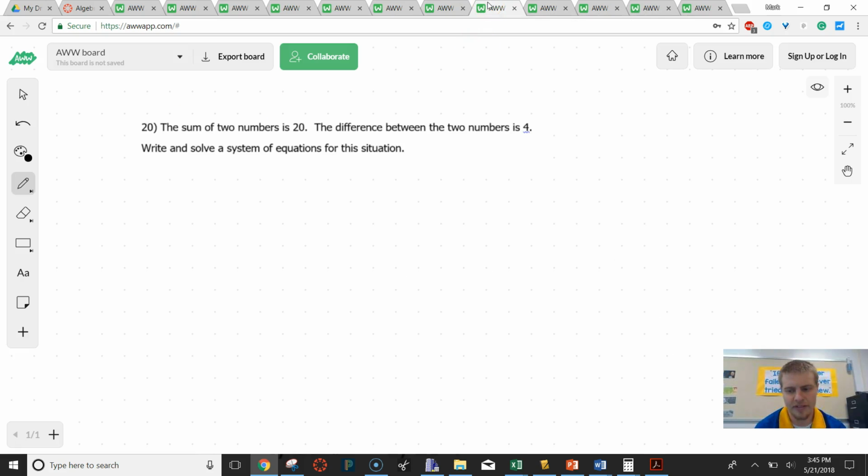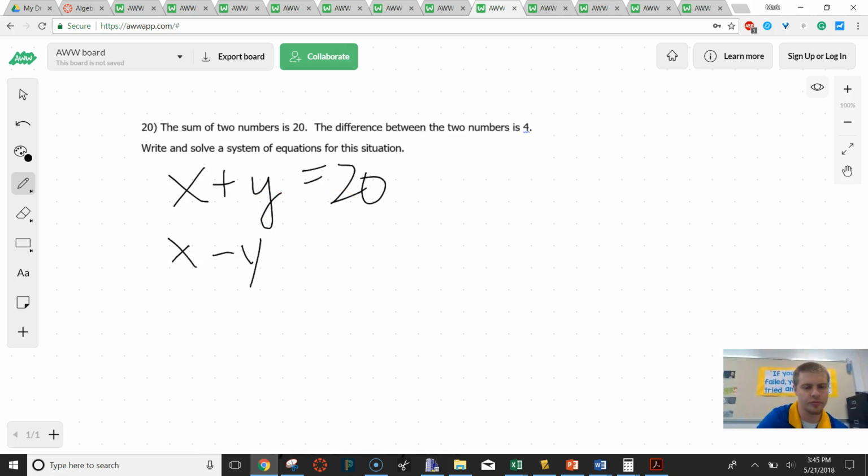This next one, we have to set up an equation. It says the sum of two numbers is 20. So I would have x plus y, because I don't know what the two numbers are, and they equal 20. So the sum of two numbers is 20: add one number, add the other number, should equal 20. And now it says the difference of two numbers, so if I subtract those two numbers, it should be 4.